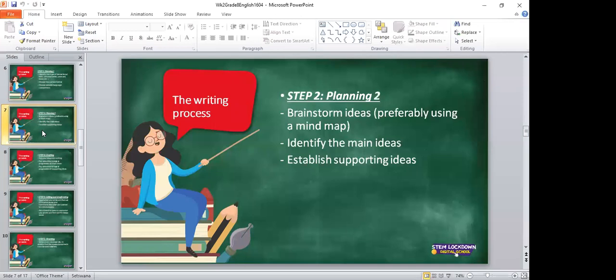Okay, Mariah is asking, is brainstorm and mind map the same thing? No, we use a mind map to brainstorm. You get me? You can brainstorm without a mind map. If you prefer to brainstorm without a mind map, but you brainstorm by writing a list of your ideas, it's okay. If that works for you, it's okay. You can use a list.